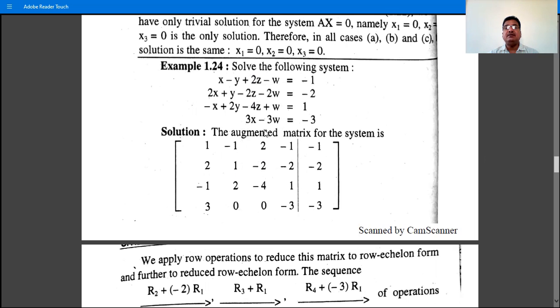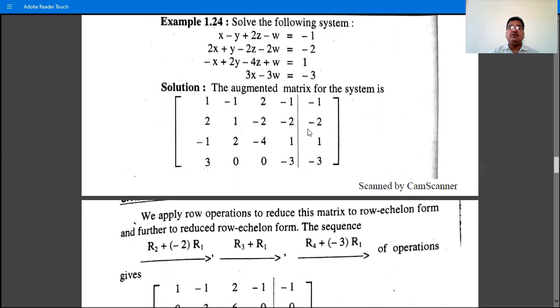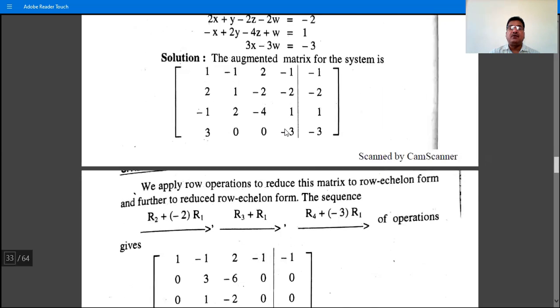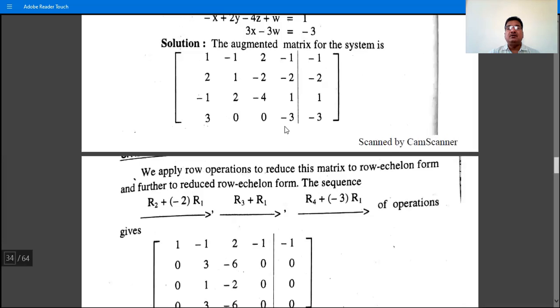This is the augmented matrix. The matrix of coefficients is A and this is B. The combination of A and B is the augmented matrix, and we have to reduce this matrix to echelon form. In order to reduce to echelon form, we reduce this element to 1. It is already 1.